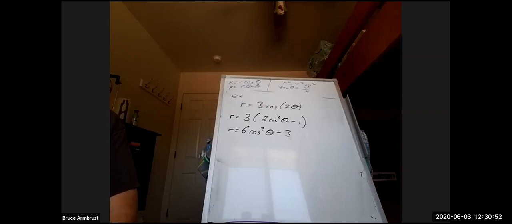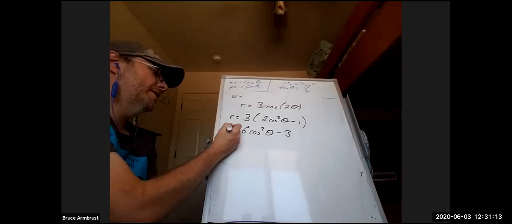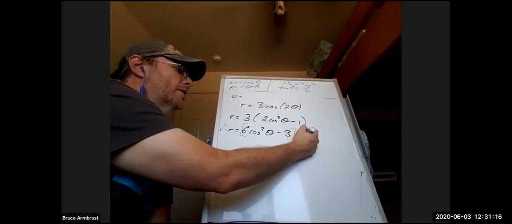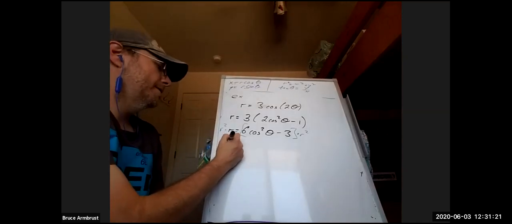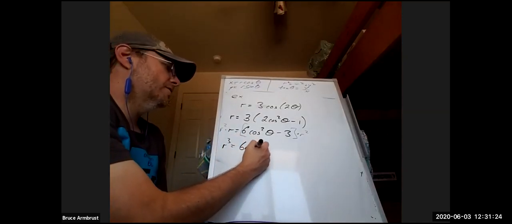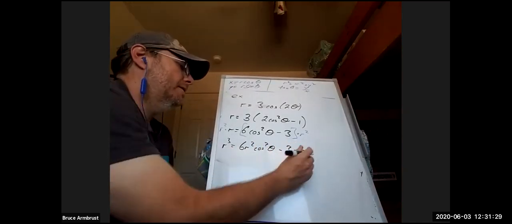But now I want to get rid of those cosines. Let's make use of x equals r cosine of theta. And so let's multiply by r squared. The reason I'm doing r squared this time is because I've got a cosine squared, so I want 1 r to go with each of those. So this will give me r cubed equals 6 r squared cosine squared theta minus 3r squared.